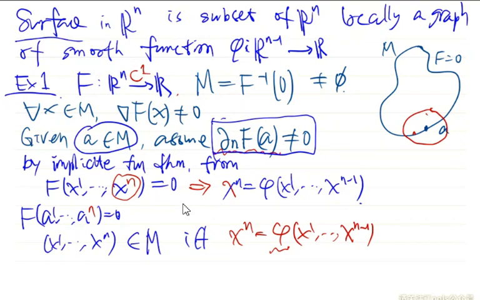So, because this is true for every point A in M, this M is a surface. Okay, and we also know in our previous study that the normal vector of the surface M at the point A is precisely the gradient of capital F at the point A. Okay, so this is a surface and it's a normal vector.